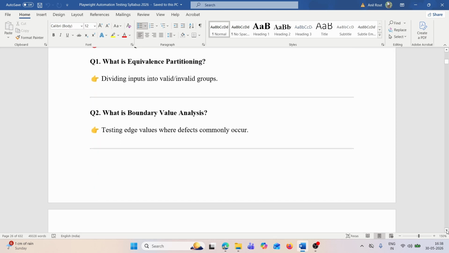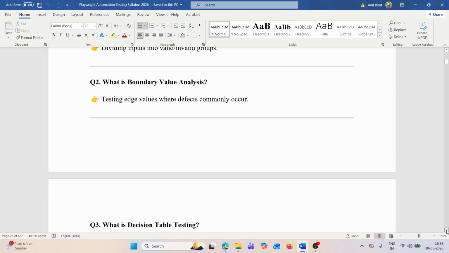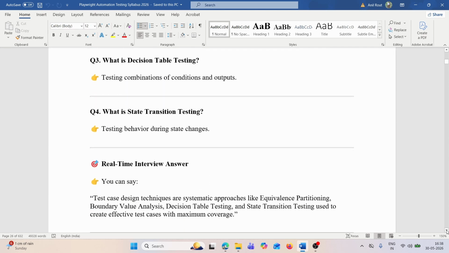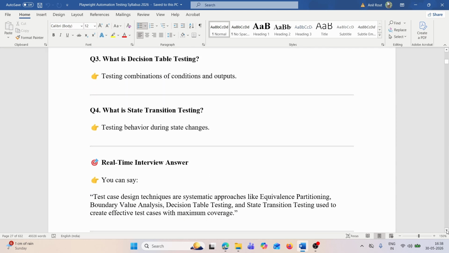Some of the interview questions. What is equivalence partitioning? That is dividing inputs into valid and invalid groups. What is boundary value analysis? Testing edge values where defects commonly occur. What is decision table testing? Testing combinations of conditions and outputs. What is state transition testing? Testing behavior during state changes.